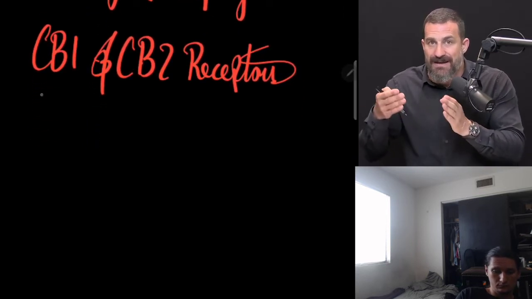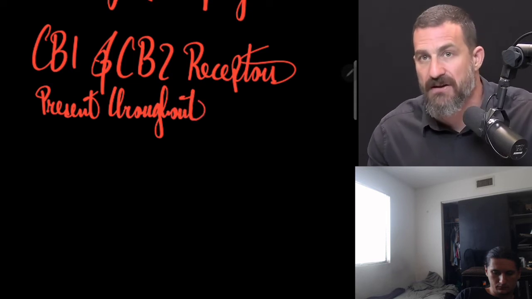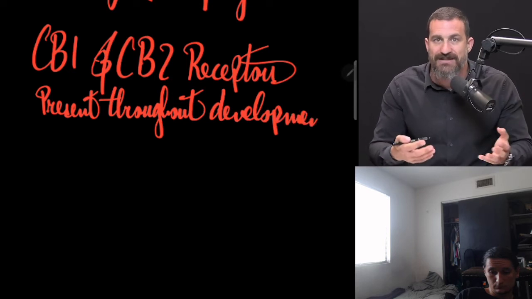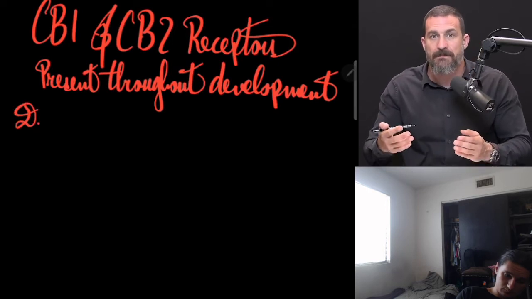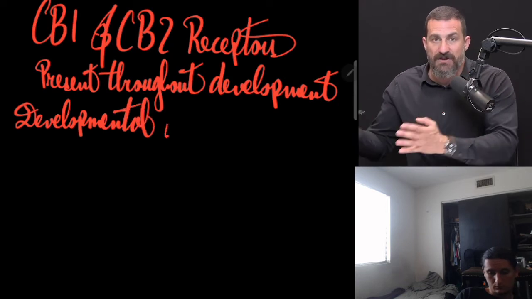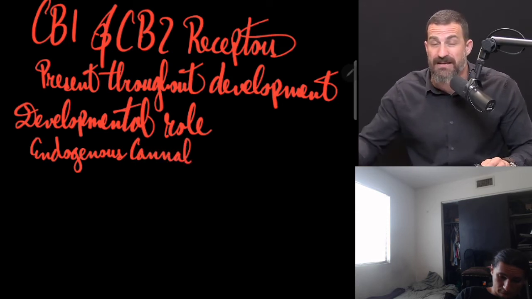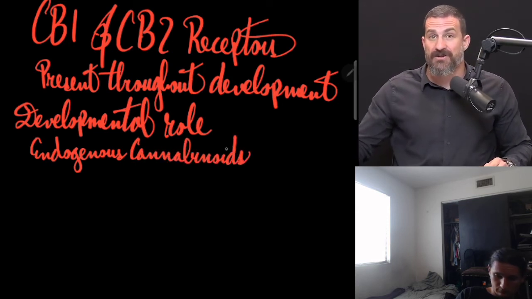Believe it or not, they are present very soon after conception, and the CB1 and CB2 receptors actually play a critical role in the development of the fetus. Now, you might wonder why that is, because, of course, the developing fetus doesn't necessarily expect to be exposed to cannabis and THC and CBD. But as you recall, endogenous cannabinoids are present in the adult brain and body, and endogenous cannabinoids, it turns out, are also present in the developing fetus. In fact, endogenous cannabinoids are present at much greater levels in the developing fetus than they are after a child is born.